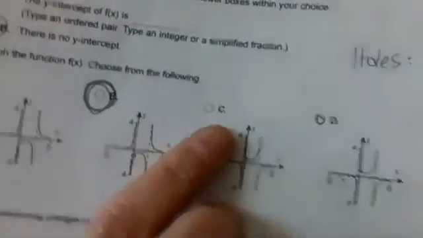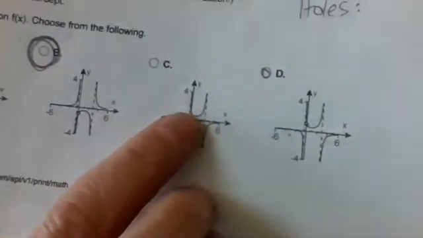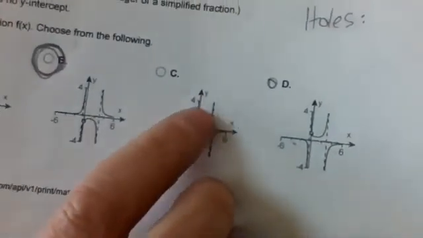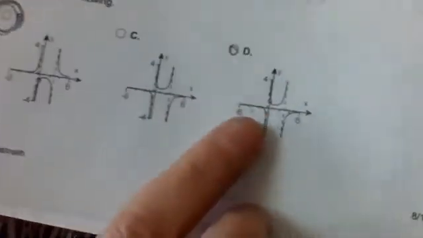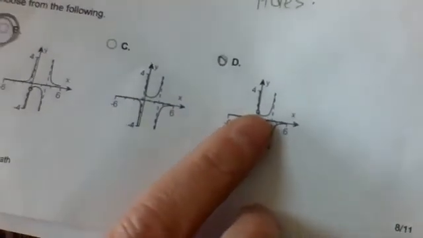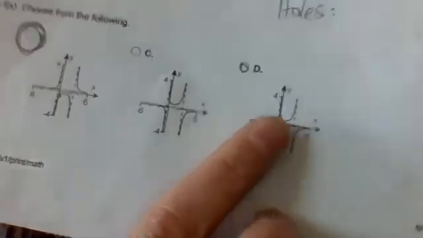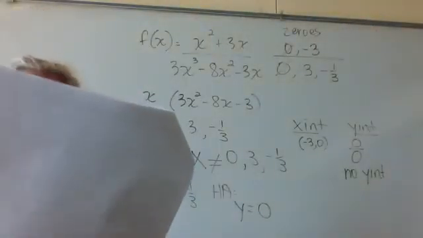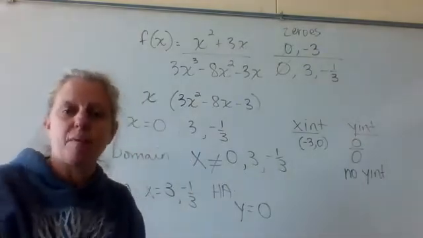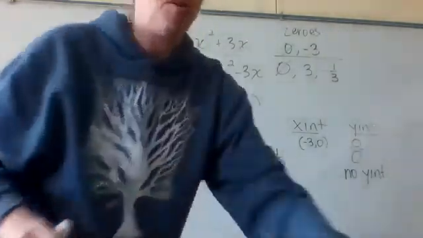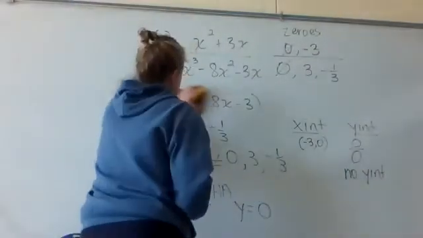This one, sorry, I'm trying to see it at the same time. So this one crosses the y-axis up here. When this one crosses the y-axis, it also makes a hole. So B and D, neither one crosses the y-axis. When they get to the y-axis, they make a hole. So that's the last thing we need to talk about before I'm done.